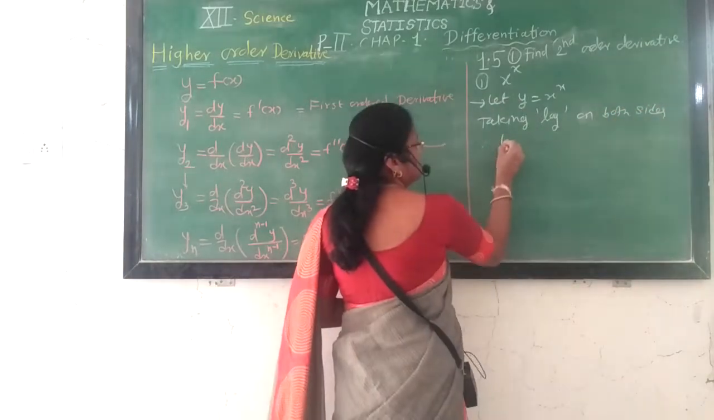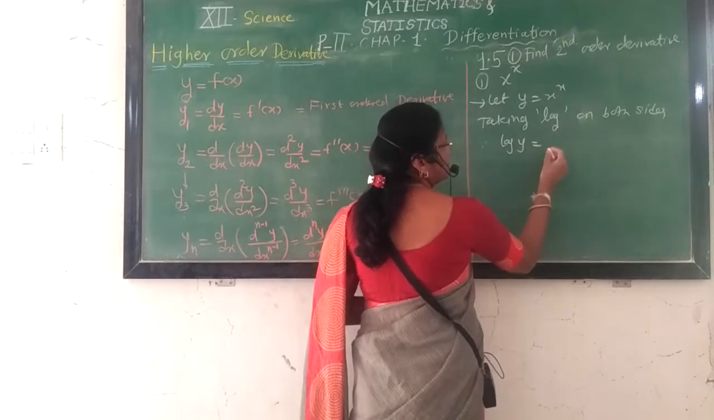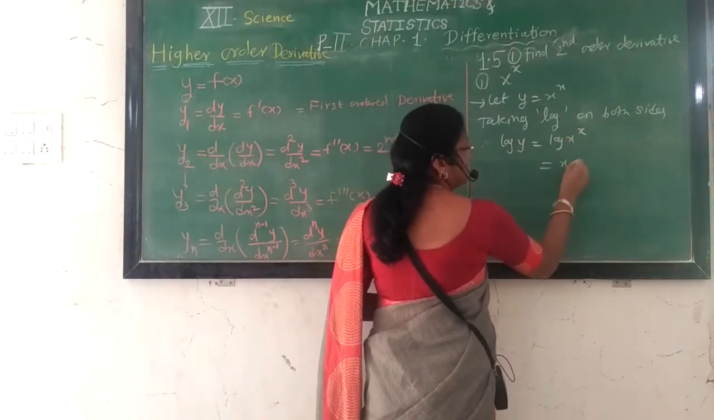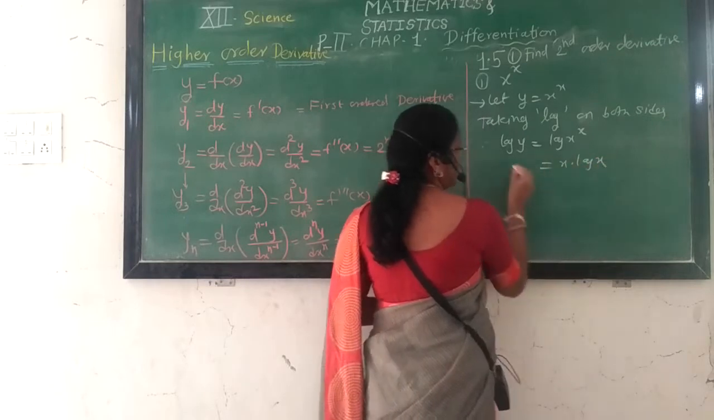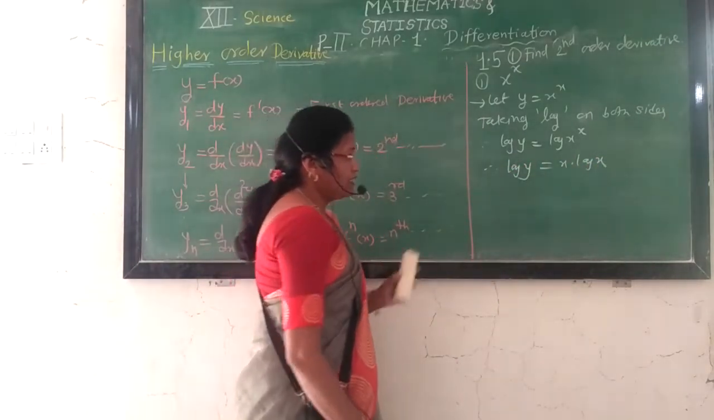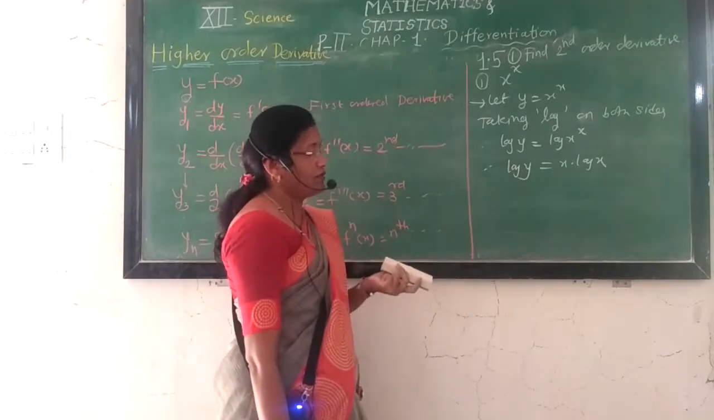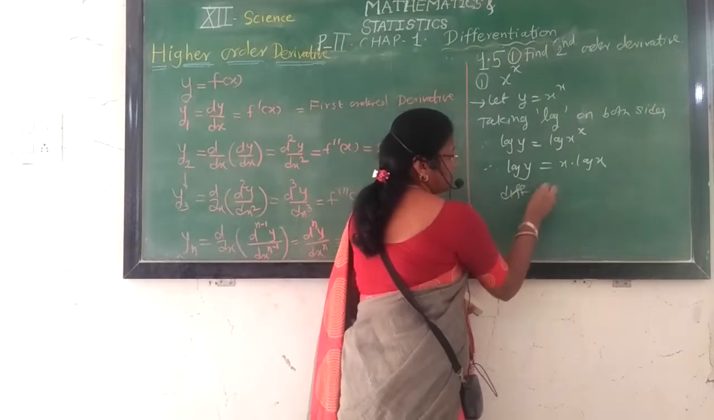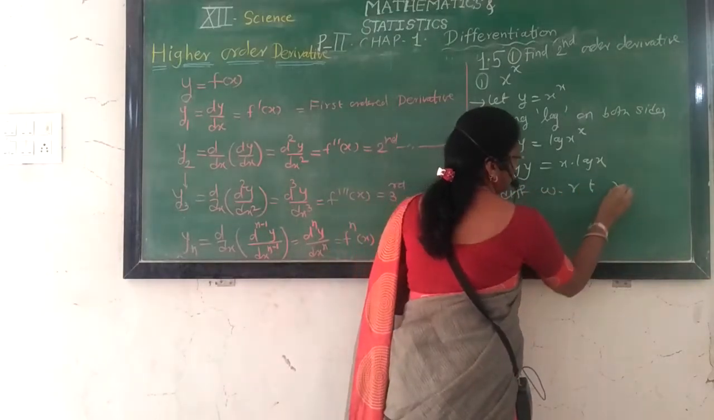So we get log y is equal to log of x raised to x, which means x into log x. Now you take the differentiation of this. You have to find the second order derivative, so first we find the first order derivative. So differentiate this with respect to x.